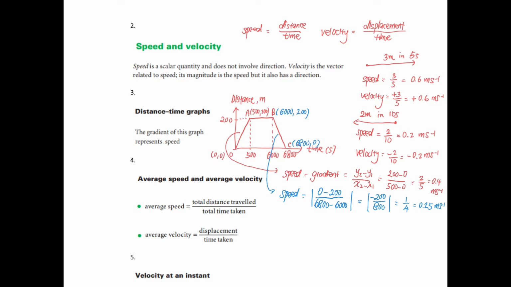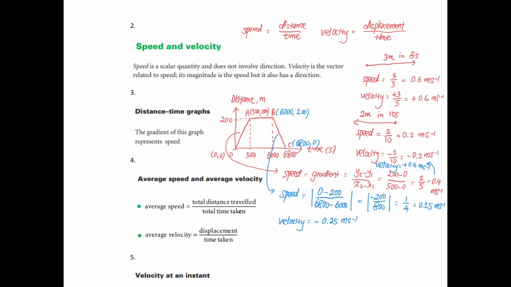Of course, if you count the velocity, velocity considers the direction, and this is going back. So the velocity is negative 0.25 meter per second. Whereas for the case just now, going to school, the velocity is positive 0.4 meter per second. So we use plus minus to represent the direction. That means for a distance time graph, you can use the gradient to find the speed or the velocity.